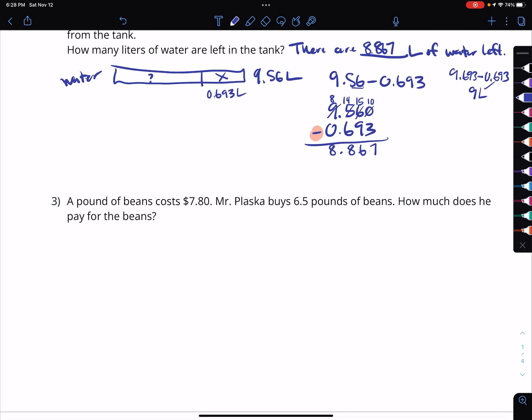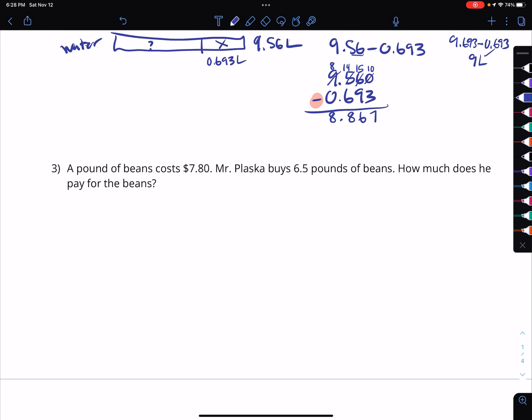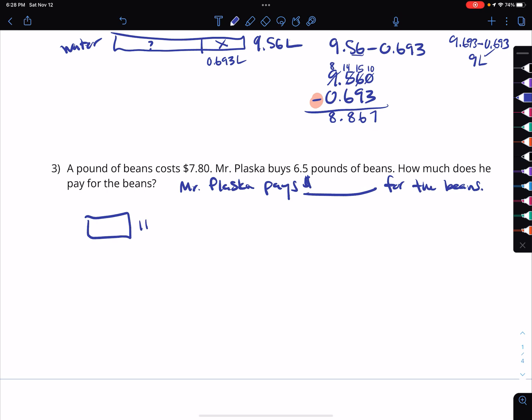Now, a pound of beans costs $7.80. Those are some fancy beans. Mr. Plaska buys 6.5 pounds of beans. Who wrote this problem? That's a ridiculous number of beans. How much does he pay for the beans? So Mr. Plaska pays blank dollars for the beans. So if we know that here's 1 pound and that costs $7.80, we have that 6.5 times. And we want to know how much that costs.